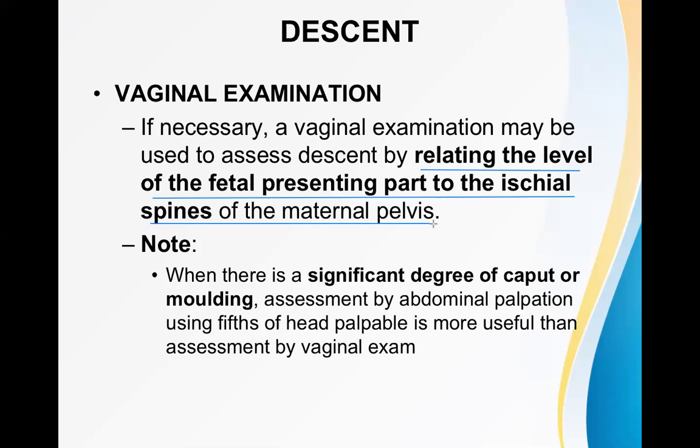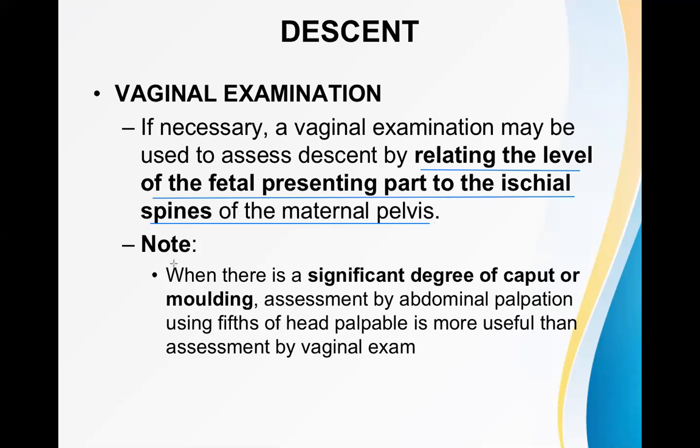You have to go through your anatomy, okay, of the pelvic bone. The pelvic bone has 3 parts: ilium, ischium, and pubis. Now right now, this ischial spine is a part of the ischium bone. Okay, so the level of the fetal presenting part is related to the ischial spine of the maternal pelvis.